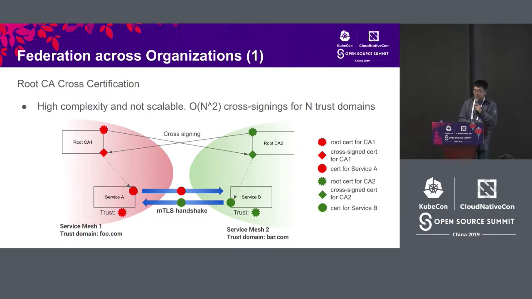The drawback of this approach is high complexity. This cross-signing is hard to automate. And if you have, for example, n service meshes you want to federate, there are n square cross-signings for the n trust domains.